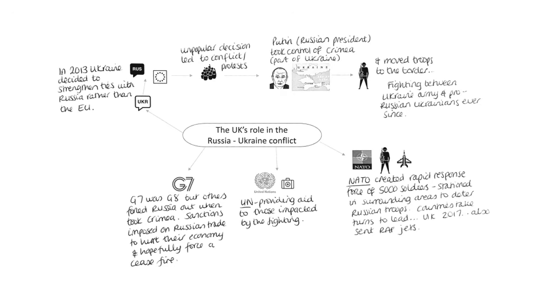The UK's role as part of NATO was to send a rapid response force of 5,000 soldiers to be stationed in the surrounding NATO countries to make sure that there's a presence there. And the countries of NATO were taking turns to lead that, and the UK took its turn in 2017. The United Nations, which the UK is part of, is providing aid for those impacted. The G7, the global 7 big main economies, used to be the G8, but they forced Russia out when they took Crimea.